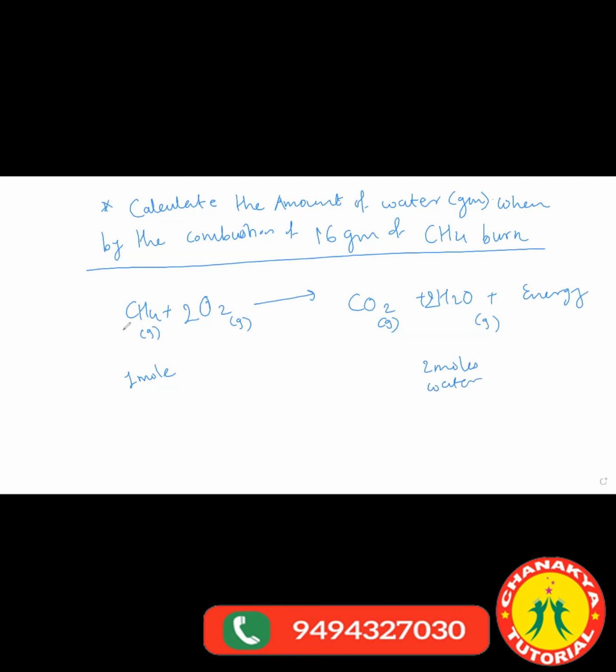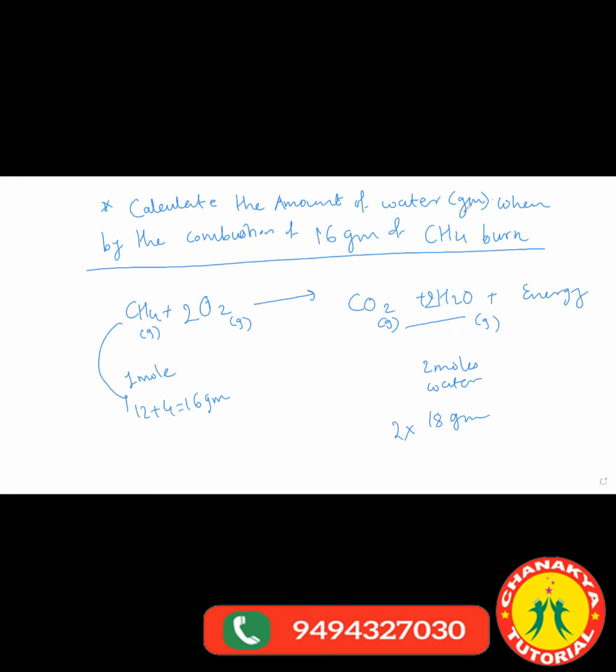So its molar mass you have already calculated. That is 12 plus 4 is equal to 16 gram. Now here 1 mole of water is equal to what? 18 gram we know. But then how many moles are here? 2. So 2 into 18. In the problem, in the balanced equation itself, you will get to know.